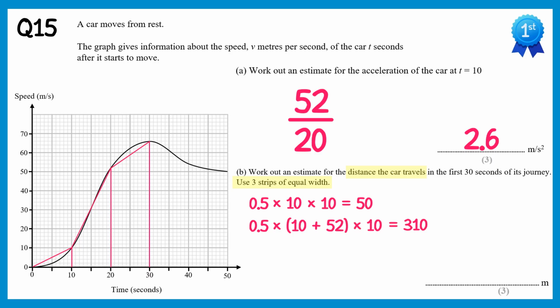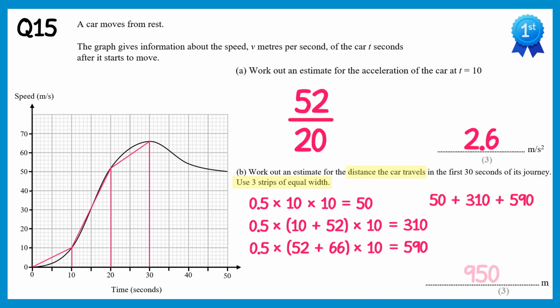If we then repeat this with the final trapezium, we do 1/2 times the sum of the parallel sides, this time it's 52 and 66, and times this by the height, which is again 10. Type this into your calculator and you get 590. So the distance travelled would be the area of all of these 3 shapes, so we just add together those, and you get the answer, 950 metres.